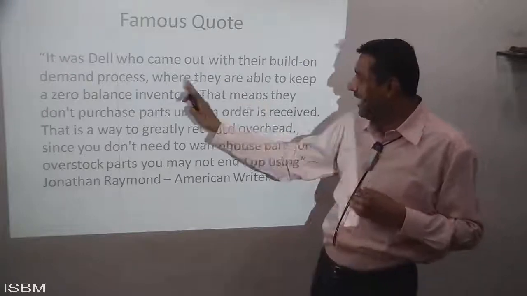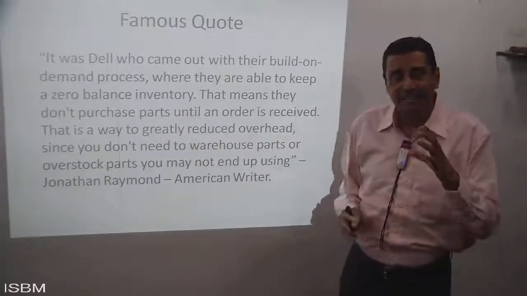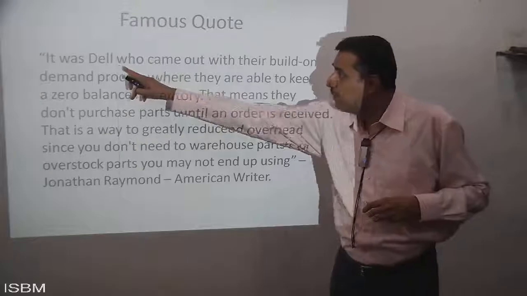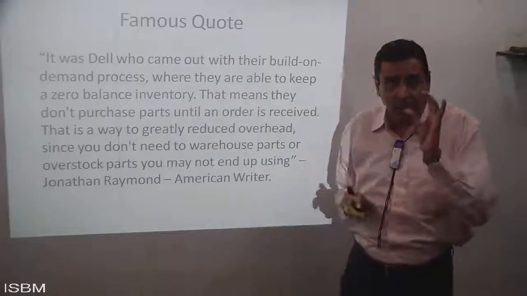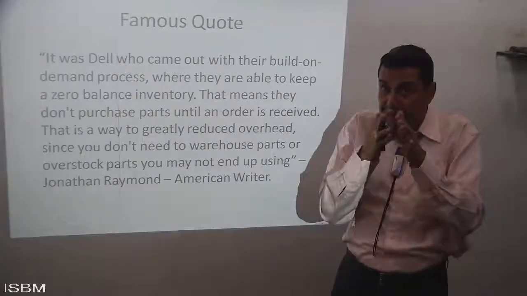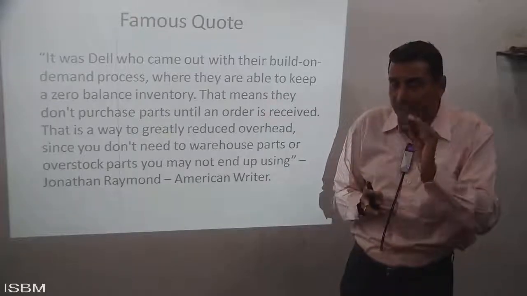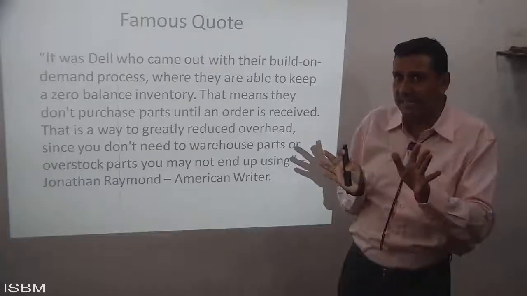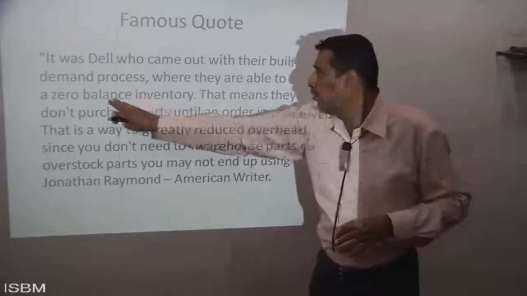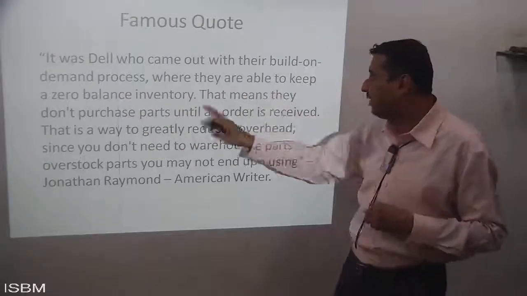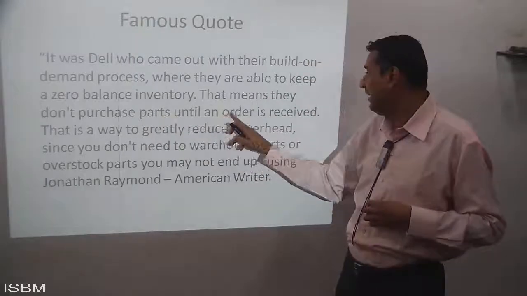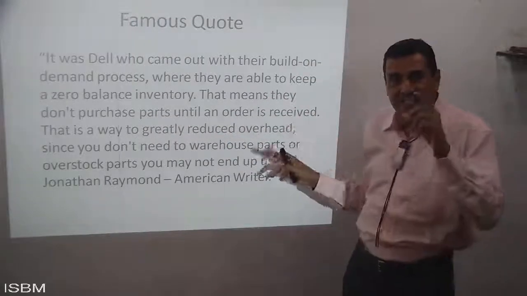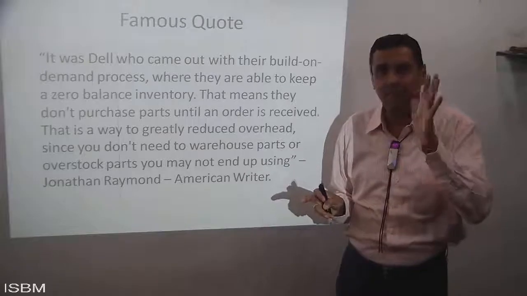So the whole summary is that you are managing your inventory to such an extent. This particular company, Dell, needs various spare parts. So they stock the inventory at such a level that whenever products are demanded, they are able to keep a zero balance inventory. That means they don't purchase parts until an order is received. That technology is called the just-in-time approach.